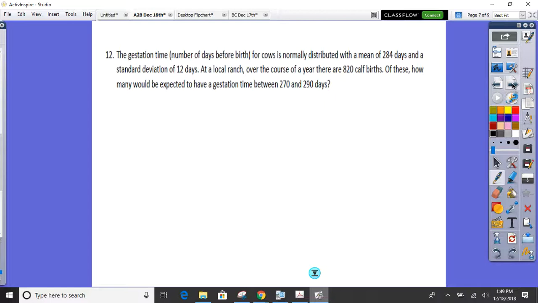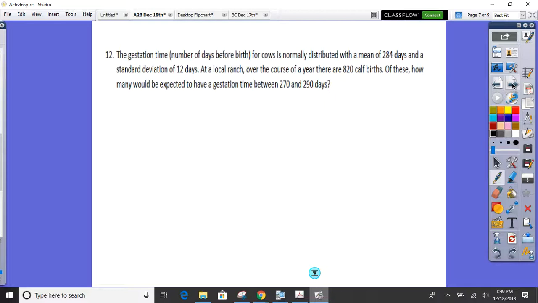Okay, here we go. We could read, okay, the gestation time, number of days before birth for the cows, normally distributed, mean of 284 and a standard deviation of 12. So at one of the ranches, they had 820 births. Of these, how many would be expected to be between 270 and 290 days, the gestation time? So out of those 820, how many of them would be between 270 and 290?